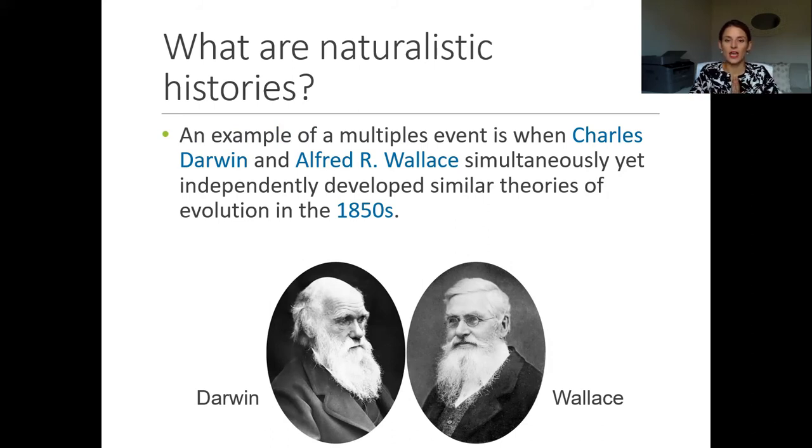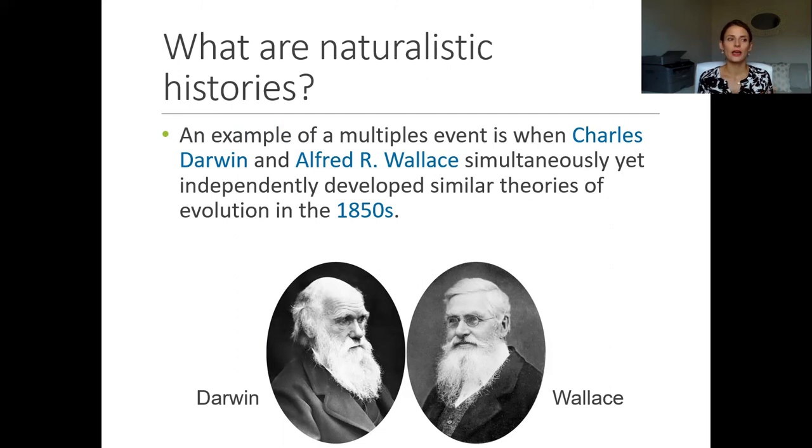In the 1850s, Wallace wrote Darwin a letter describing Wallace's theory. Darwin realized, someone else is creating a theory just like me. I had better publish this book as quickly as I could. And within less than 2 years, Darwin had published his theory. So he published his theory first, but he was not the first to come up with that theory.